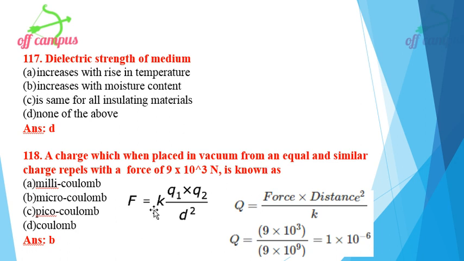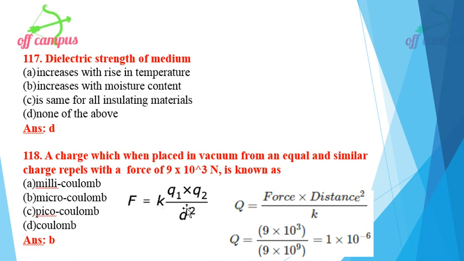Force equals K, where K is nothing but 1 by 4 pi epsilon, into Q1 Q2 divided by d squared. d squared is the distance squared. What is given? Equal and similar charges, so Q1 and Q2 are nothing but Q only. Then how do we find Q from this?